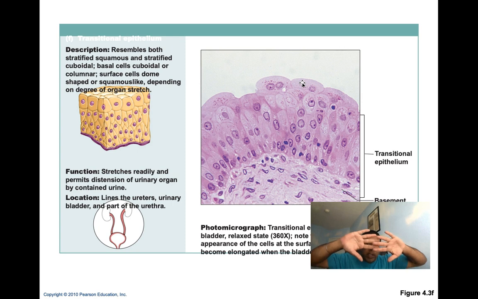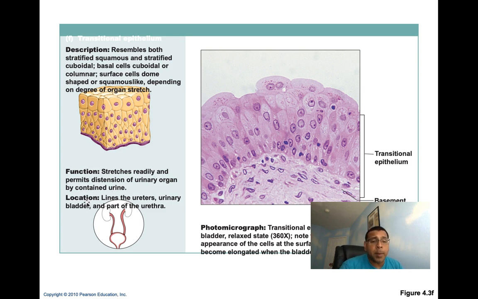Because if this organ is being stretched, those dome-shaped cells are going to be pushed down because of everything being stretched, versus them being here on the top. So if we were to stretch it, those cells are going to start moving down. The function of this tissue is that it stretches. It stretches readily and permits distension of urinary organs by contained urine.